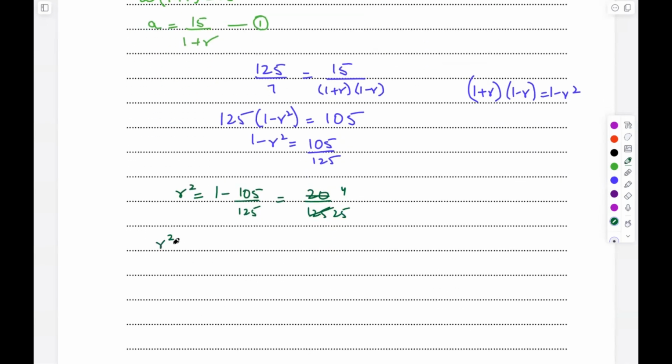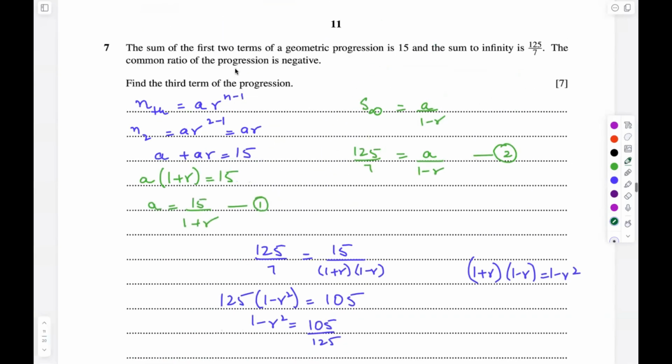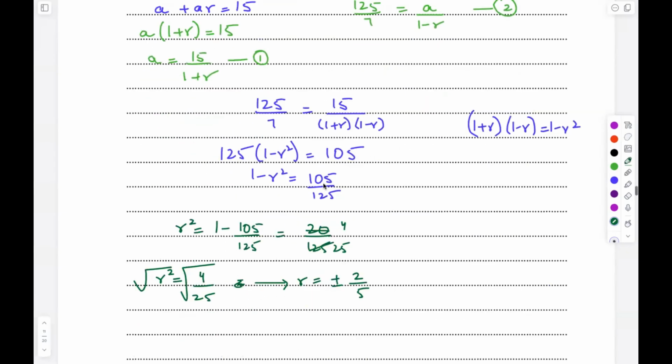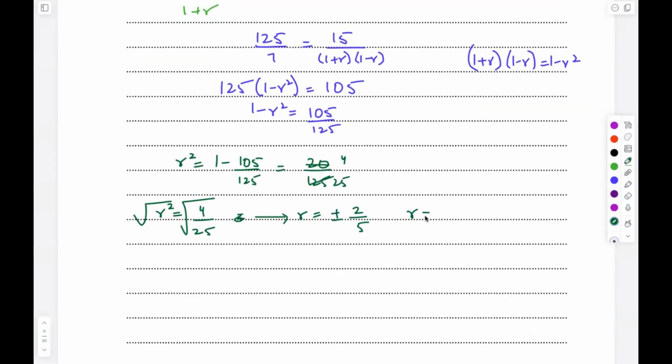Now, as r squared is equal to 4 upon 25, taking the square root on both the sides, we'll get r is equal to plus minus 2 upon 5. And as the question said that the common ratio of the progression is negative, we'll take the final value of r as minus 2 upon 5.